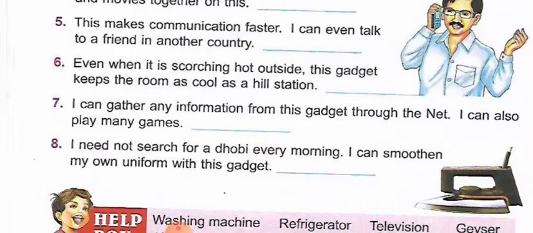I can gather any information from this gadget through the net. I can also play many games. So what is the answer? The answer is computer. And the last one: I need not search for a dhobi every morning. I can smoothen my own uniform with this gadget. The answer is iron box. Okay, children? Understood till here?